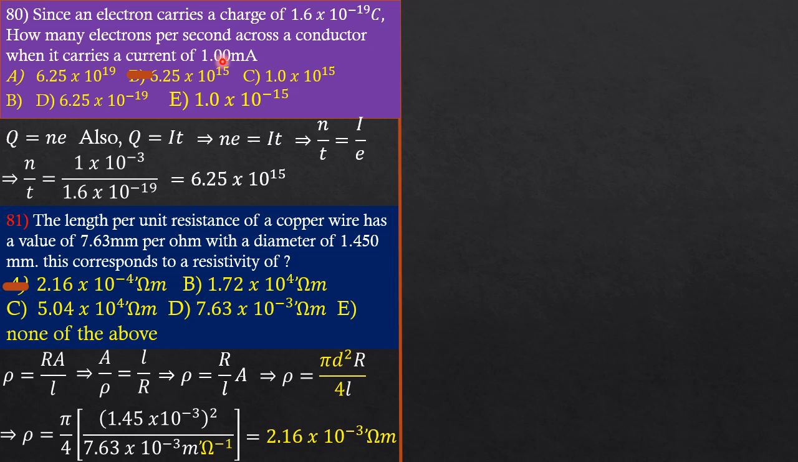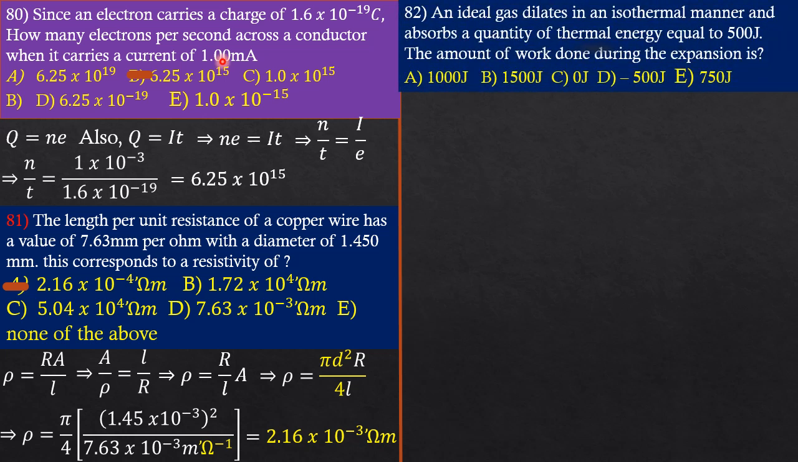Let's look at question 82. Here it is, friends. It's saying that an ideal gas dilates in an isothermal manner and absorbs a quantity of thermal energy equal to 500 joules. The amount of work done during the expansion is, these are the options, guys.